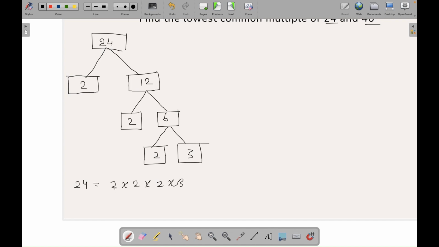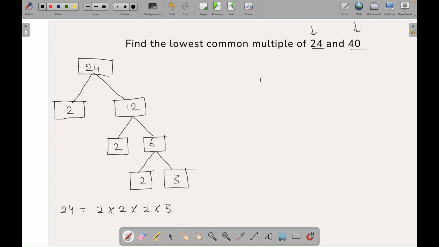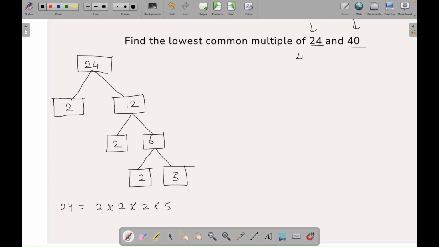We can cross check. If you multiply 2 twos are 4, 4 twos are 8, 8 threes are 24. Right? So we have done the prime factorization of 24. We'll do the same for 40.